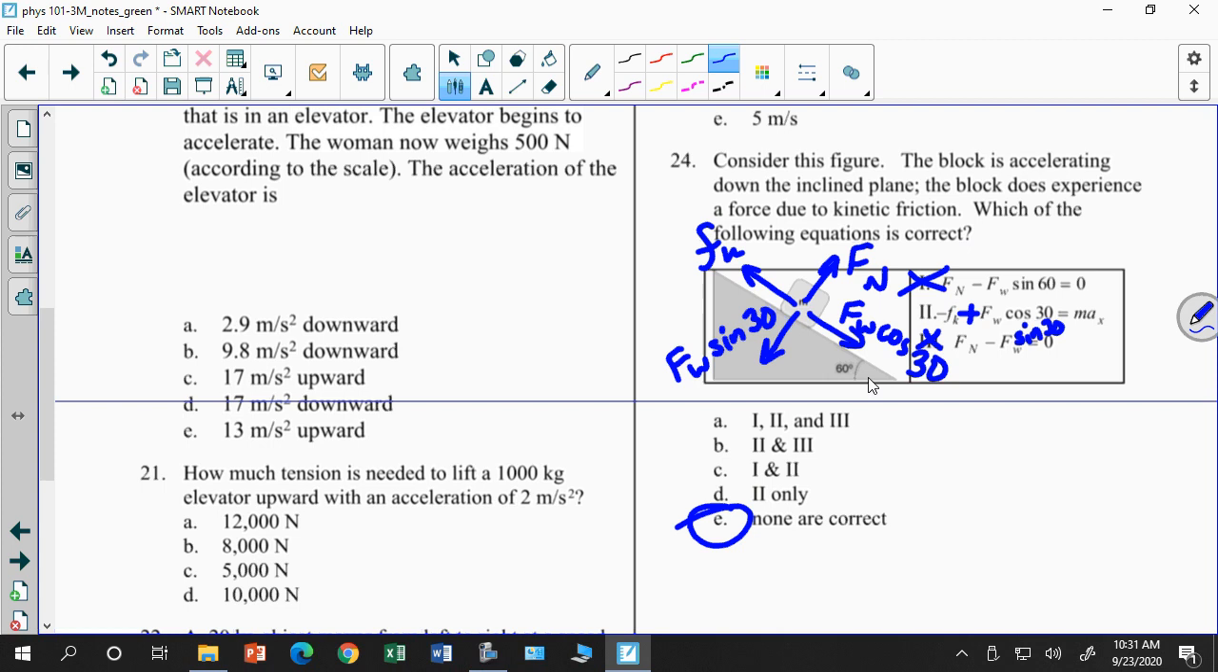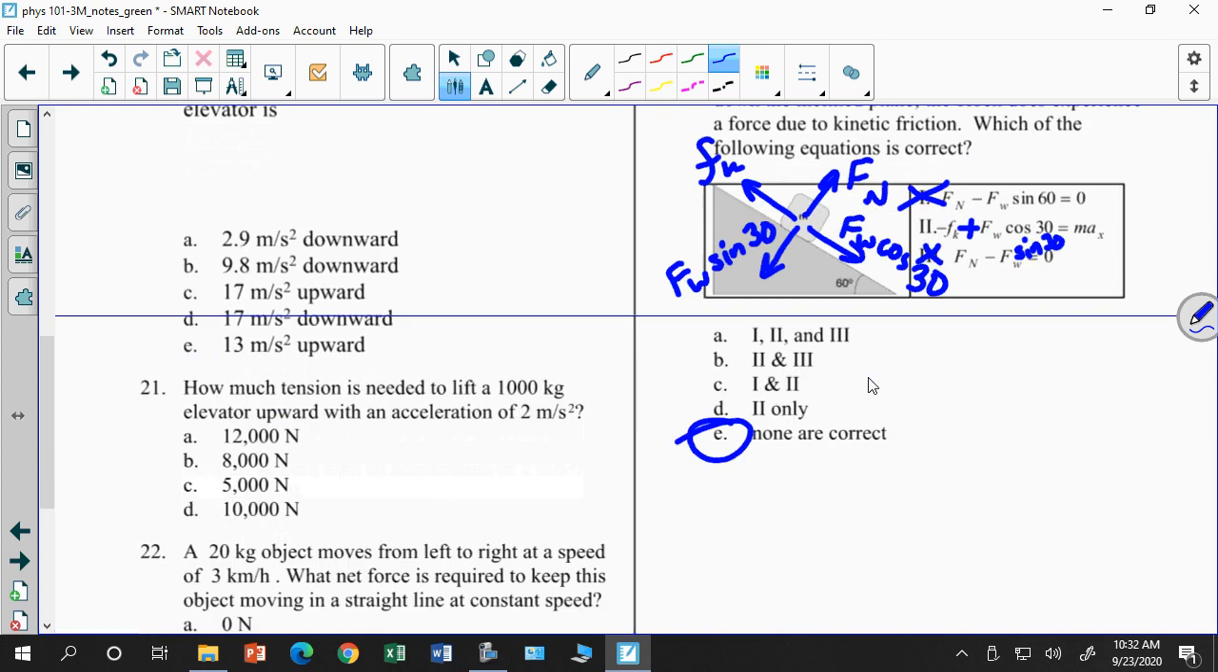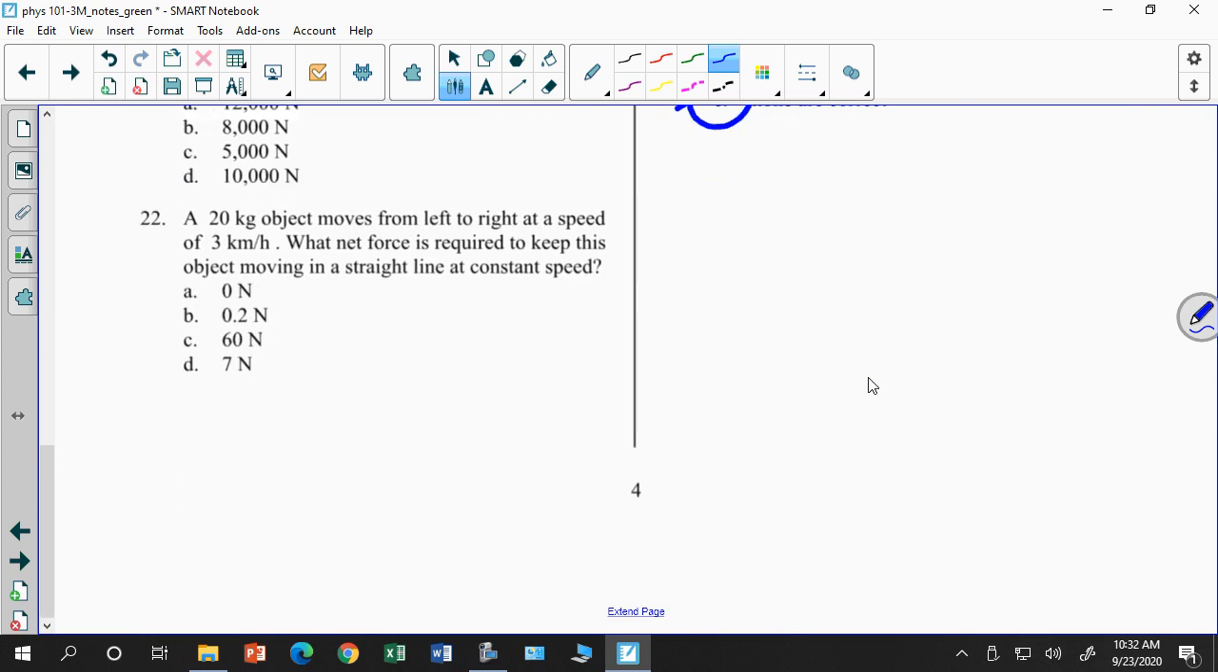Just go through each equation and look for the mistake or look to see if that equation is correct. But I would draw your vectors just like I've done here, your resolved vectors. Usually, those resolved vectors will help you in another problem. So you'll see a similar situation in another problem. Maybe you can use that work.